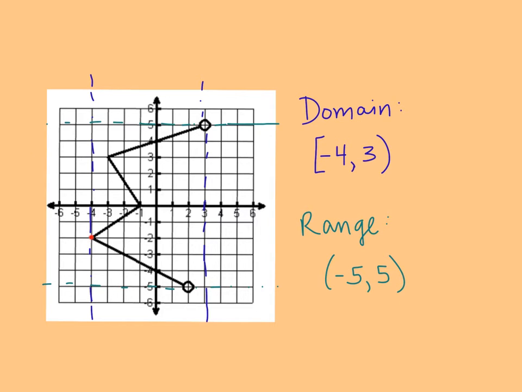But if you are hitting it, it's not that we have to make some big closed dot here. We actually just take on that value with this point that we see here. So that's why the -4 is closed in the domain. And this is what interval notation looks like.